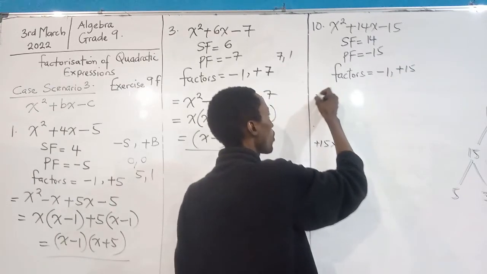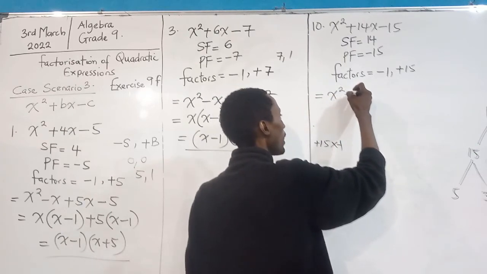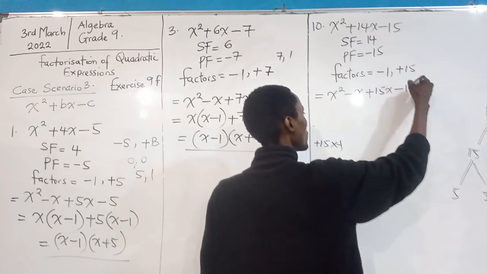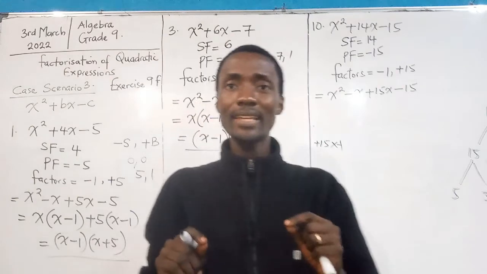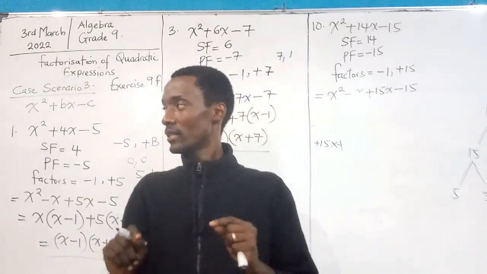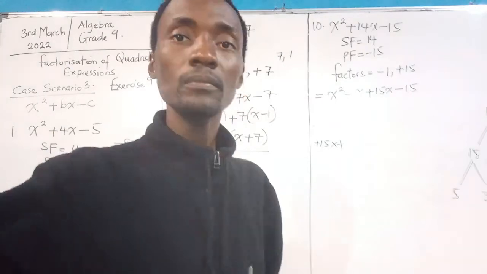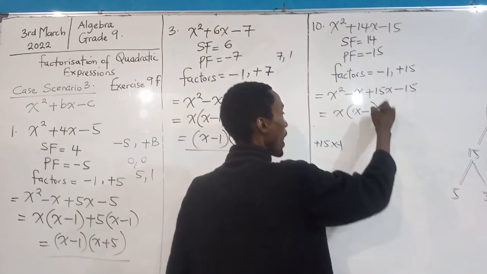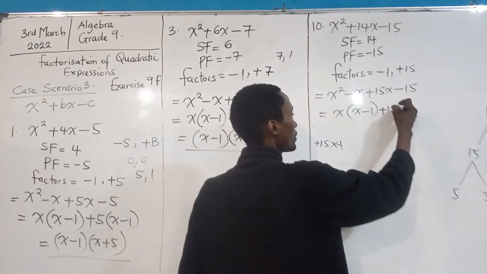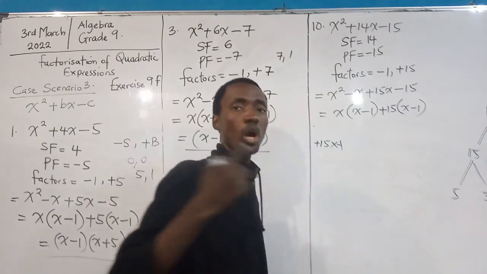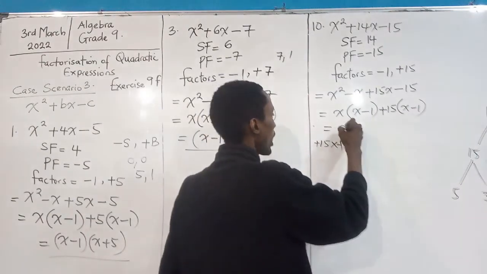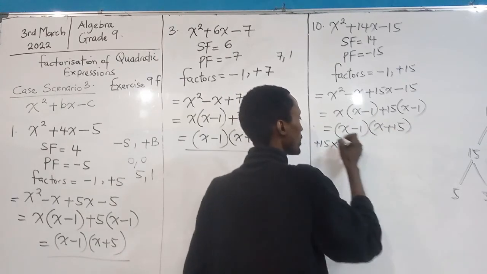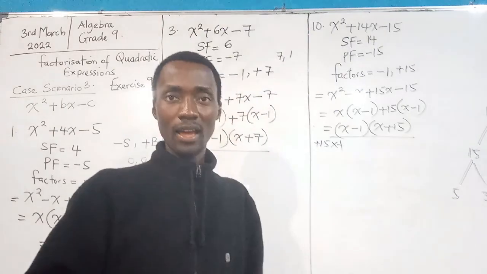So that will be equal to x squared minus x plus 15x minus 15. Remember we said that you write the negative first. Alright, so that will give you x into x minus 1 plus 15 into x minus 1. What is common to both? x minus 1. That will be x minus 1 into what is left, x plus 15. And this will be your final answer. Okay?